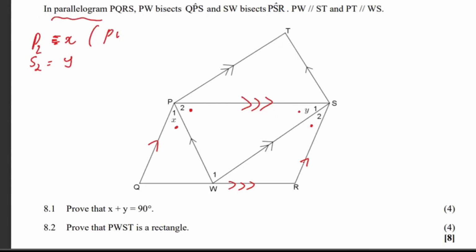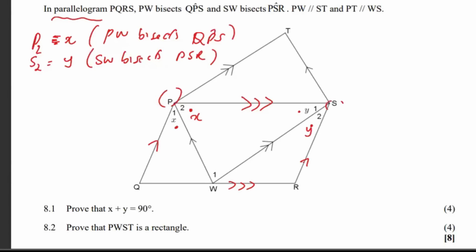The reason is that PW bisects QPS, and then SW bisects PSR. So remember, for every statement that we give, it's always paramount that we also give reasons. So if that is true, this is X, and this is also Y. So we're going to add the whole of P plus the whole of this S inside here, and then equate them to 180 because they are co-interior.